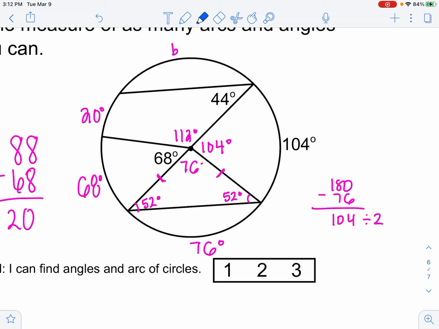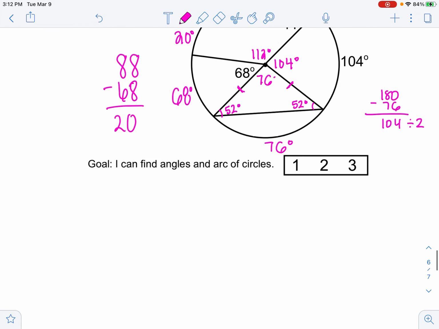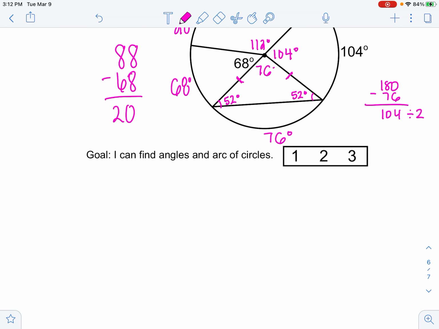All right, last but not least, I need arc B. There's several ways to get arc B. It's the only arc missing in the entire circle, so you can add all of these and subtract it from 360. But another way is that this is a central angle and it's 112, so this arc has to be 112. So what I can do is I can do 112 minus that part that we already know is 20, and I get 92 degrees. So no matter which way you do it, you should get 92 degrees. All right, that's it.